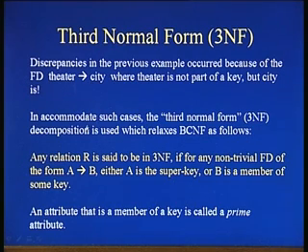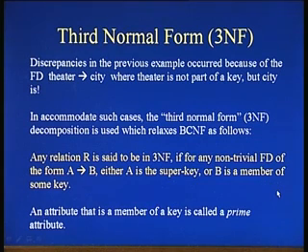In order to accommodate such cases, we use a third normal form assumption, which says that any relation R is said to be in third normal form if for any non-trivial FD of the form A defines B, either A is a super key, which was all the condition we needed for BCNF, and here we have an extra condition which says, or B is a member of some key. An attribute that is a member of a key is called a prime attribute.